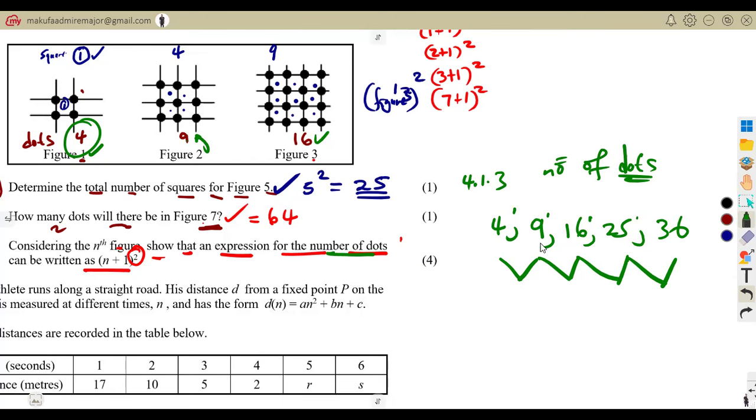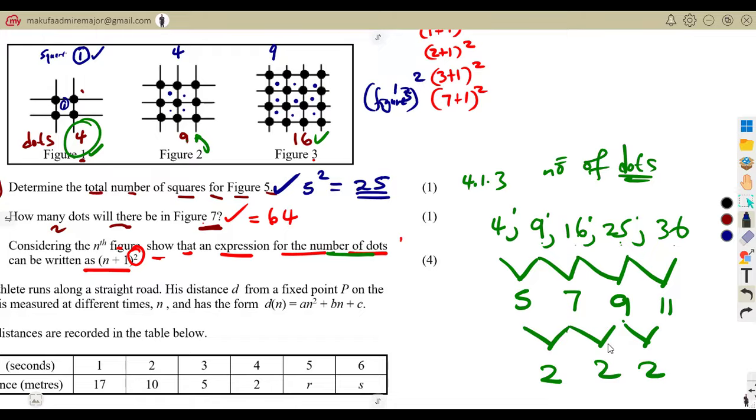All right, so that was going to be second term minus first term. We subtract: 9 minus 4 is 5, 16 minus 9, which is 7, 25 minus 16, which is 9, 36 minus 25, which is 11, and so on. You find the second difference. Remember, they told you it's a quadratic. 7 minus 5, that's a 2. 9 minus 7, a 2, 11 minus 9, that's a 2.